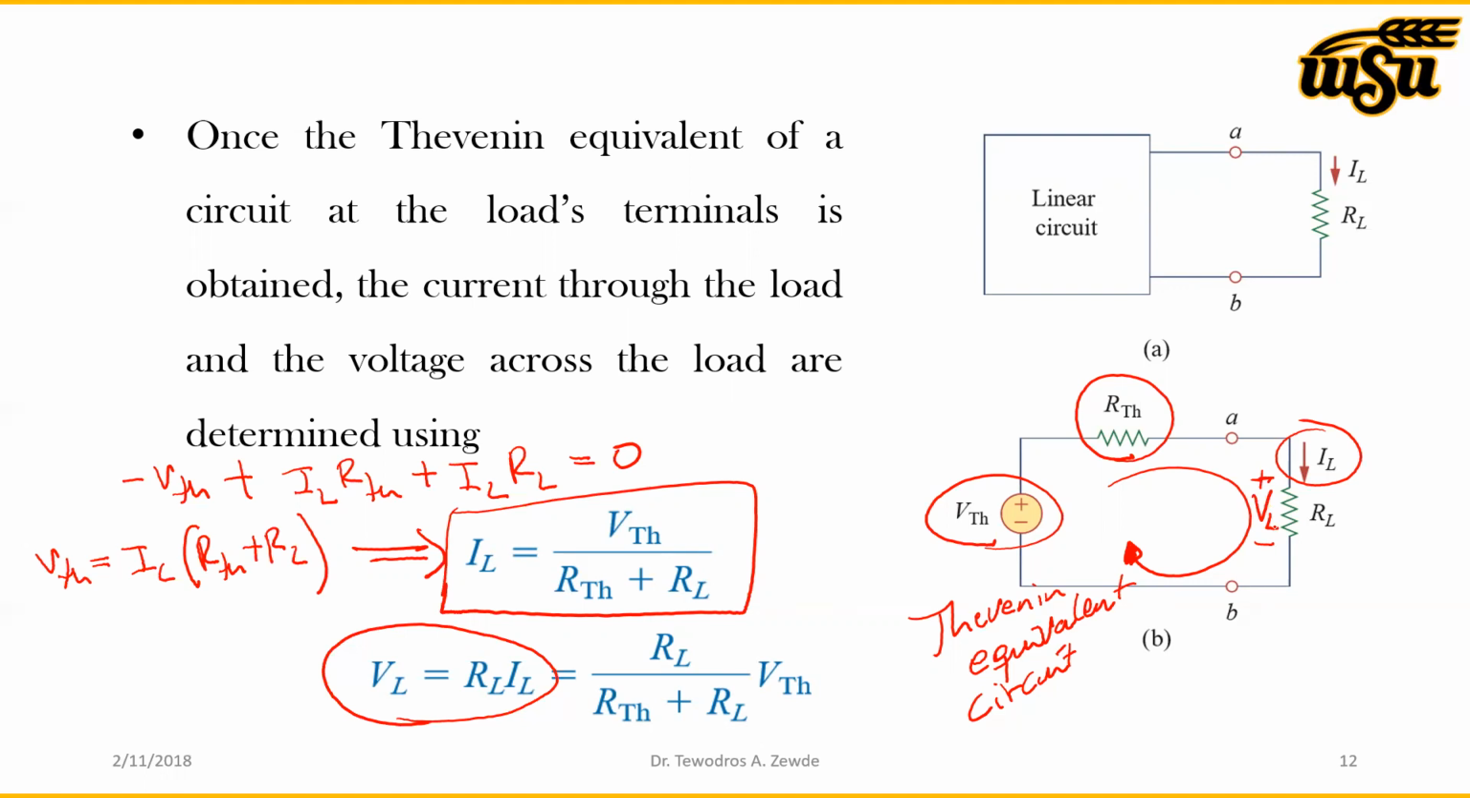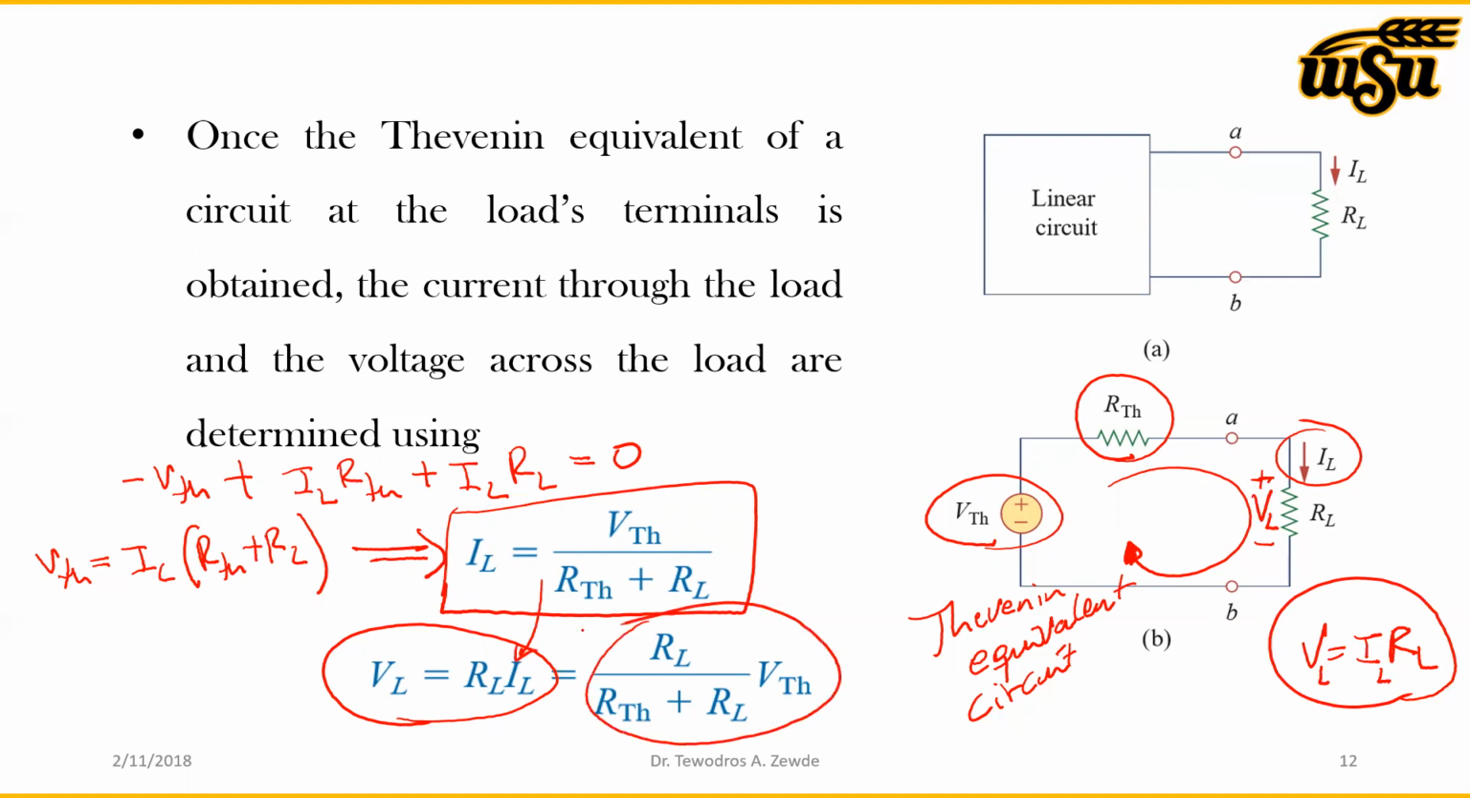So if I want to determine that, I use Ohm's law, V equal to I times R. Now this is VL, the voltage across the load resistance. IL is the current through the load resistance, and RL is the load resistance. If I have IL and RL, then I can multiply these two and determine VL. That is the same as, this is the expression for IL. If we plug it in here, you will get this expression.